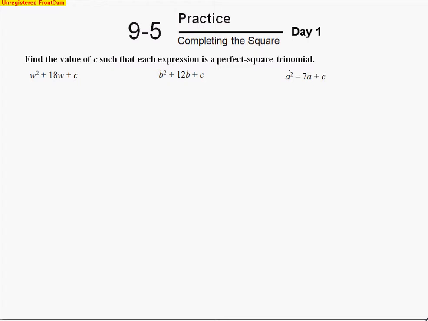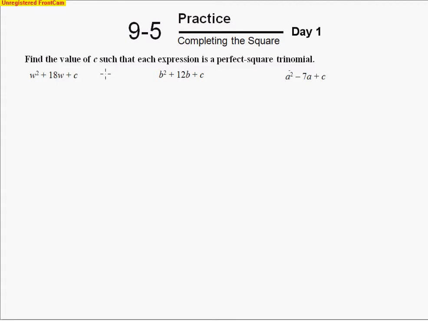This is the tutorial for Chapter 9, Section 5, titled Completing the Square. So far we've learned two methods to solve a quadratic, and the first one was to graph. And so we saw that the solutions are the x-intercepts. After that, we learned how to factor and solve. But on some problems, you won't be able to factor, and those are ones that have irrational roots. So we have to have another way, and this is one of those ways, completing the square.